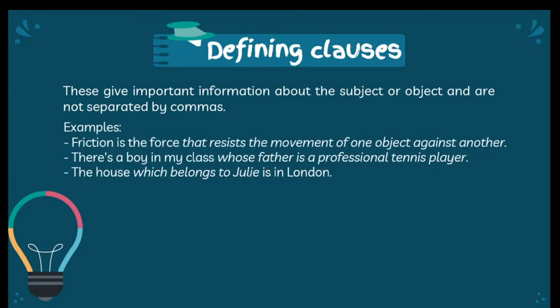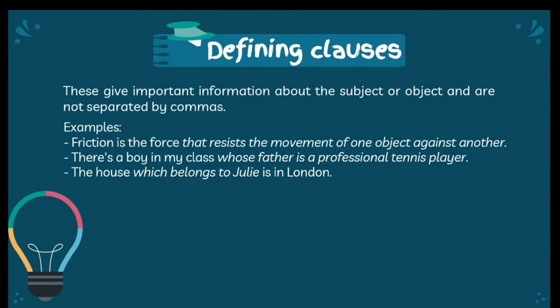We have some examples. Friction is the force that resists the movement of one object against another. There's a boy in my class whose father is a professional tennis player. The house, which belongs to Yuli, is in London.